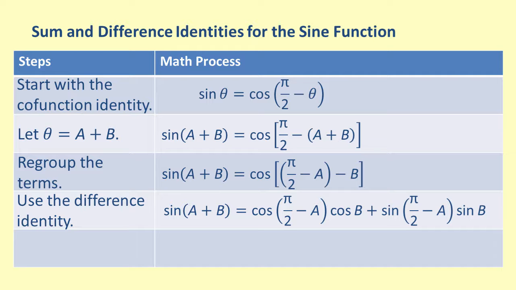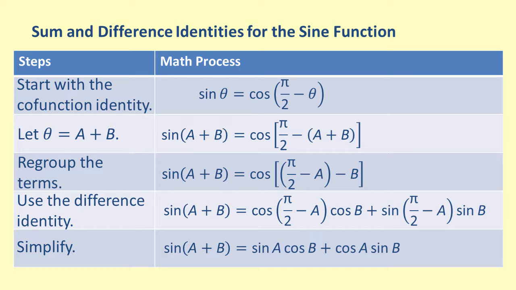Cofunction identities can then be used to change cosine of the quantity pi over 2 minus a to the sine of a. Similarly, we can change sine of pi over 2 minus a to the cosine of a. Using these identities allows us to simplify the equation to sine of the quantity a plus b equals sine of a times cosine of b plus cosine of a times sine of b. We have now derived the sum identity for the sine function.